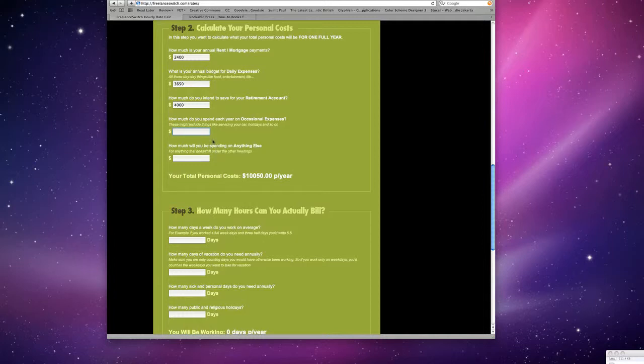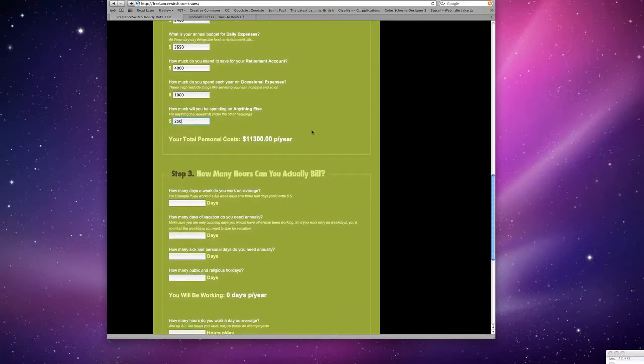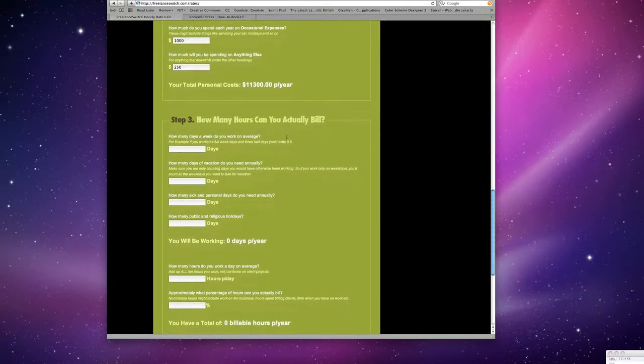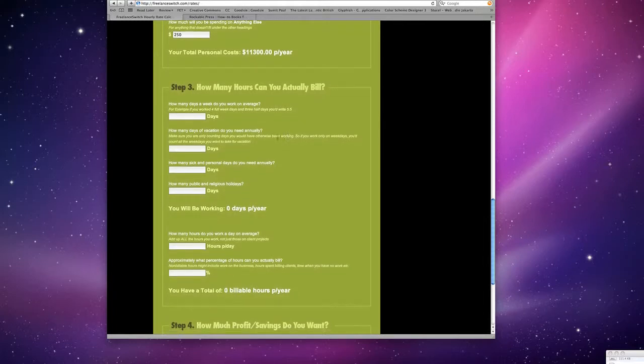How much do you spend each year on occasional expenses? So things like servicing your car, going on holidays, let's just put 1,000. How much will you be spending on anything else? So anything that doesn't fit into that, let's just put 250. So you can see, you just follow along. All you need to do is simply read the boxes, have the figures or estimates to hand, and then you can input that. And then that gives us a total personal cost for the year of $11,300 for that year.